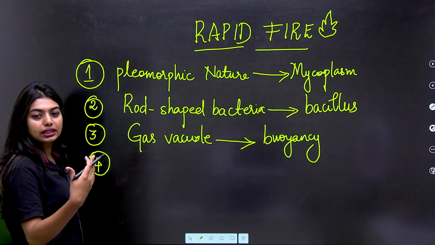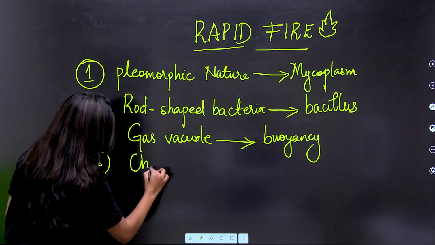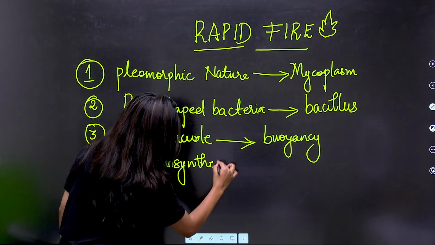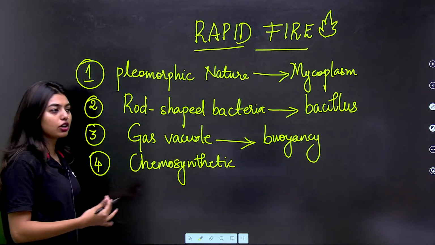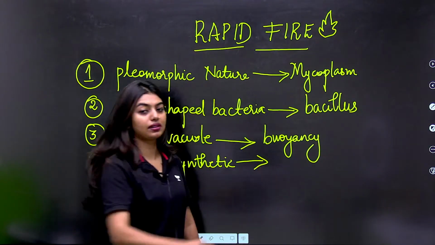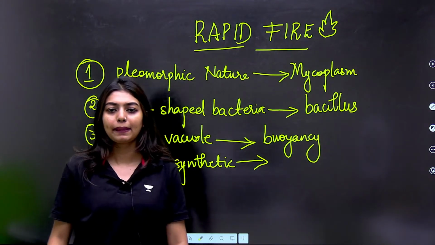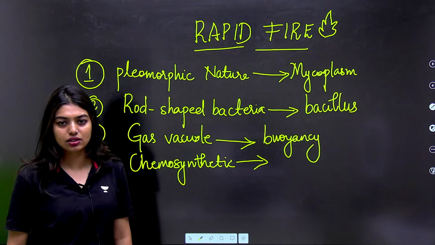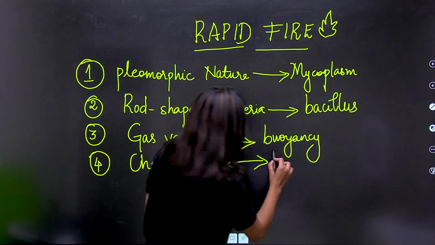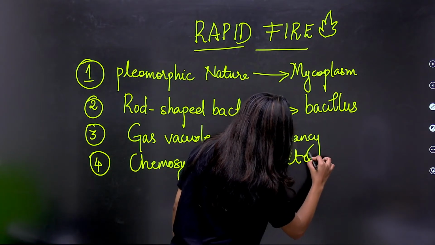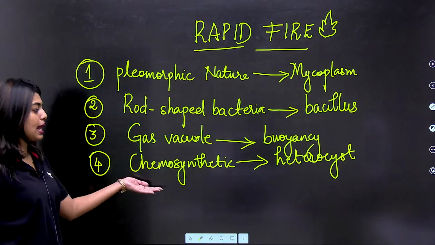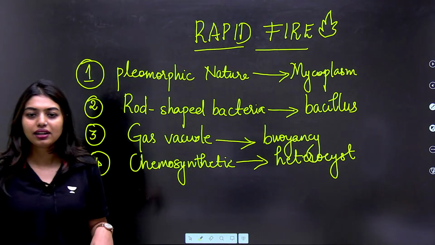Chemosynthetic autotrophism is done with the help of which cell? Which cell? Yes, optimal sunlight. One person has told it differently. Okay, Priyanka has told it first. So, this is a heterocyst, right? Heterocyst is a specialized cell that helps for chemosynthetic.